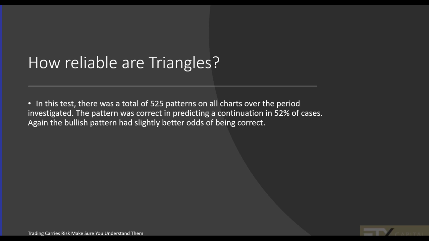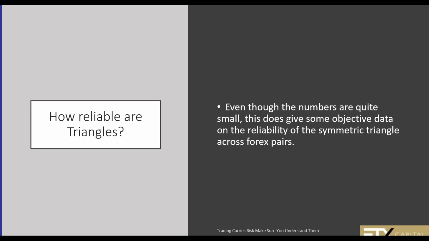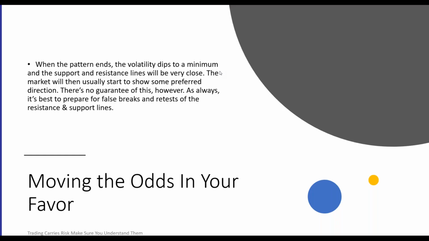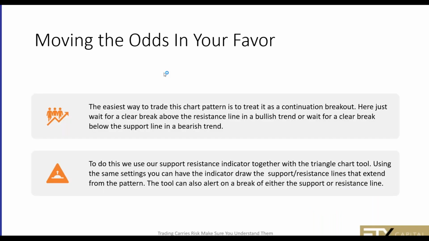Okay. So we won't make a decision based on an ascending triangle being a bullish continuation, or a descending triangle being bearish. We are going to wait for specific rules to take place. Even though the numbers are quite small, this does give objective data on the reliability of the symmetrical triangle across Forex pairs. When the pattern ends, the volatility dips to a minimum, as support and resistance lines will be very close. The market will then usually start to show some preferred direction. There's no guarantee of this, however. As always, it's best to prepare for false breakouts and retests of the support and resistance lines.